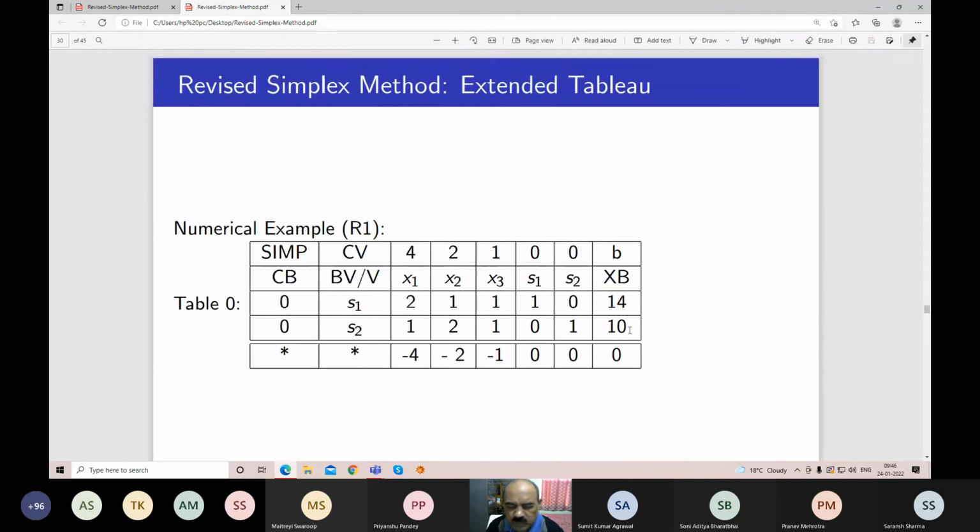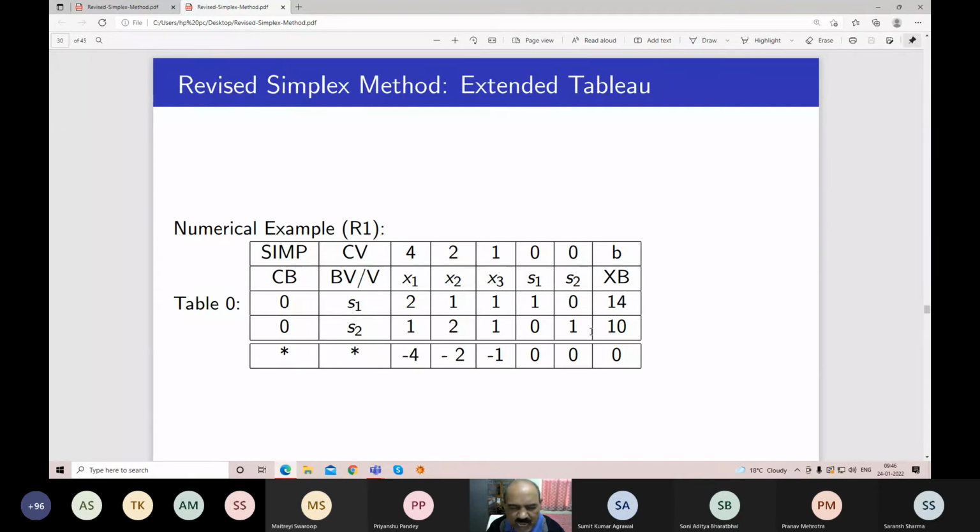Here, P1 and P2 are not defined. What is P1? P1 is the first column for the non-basic variable. P2 is the second column for the non-basic variable. P3 is the third column, P4 is the fourth column, and P5 is the fifth column. P4 and P5 are presented with respect to the basic variables. P1, P2, P3 are the non-basic variables.